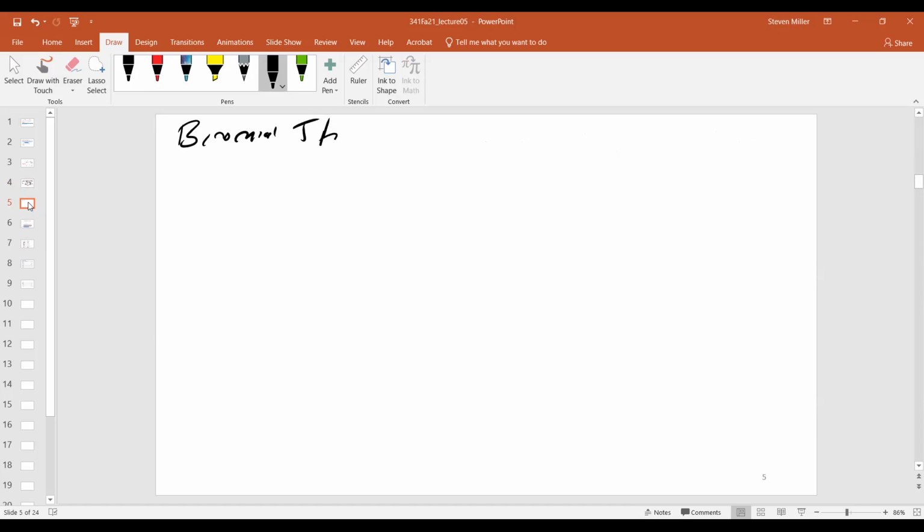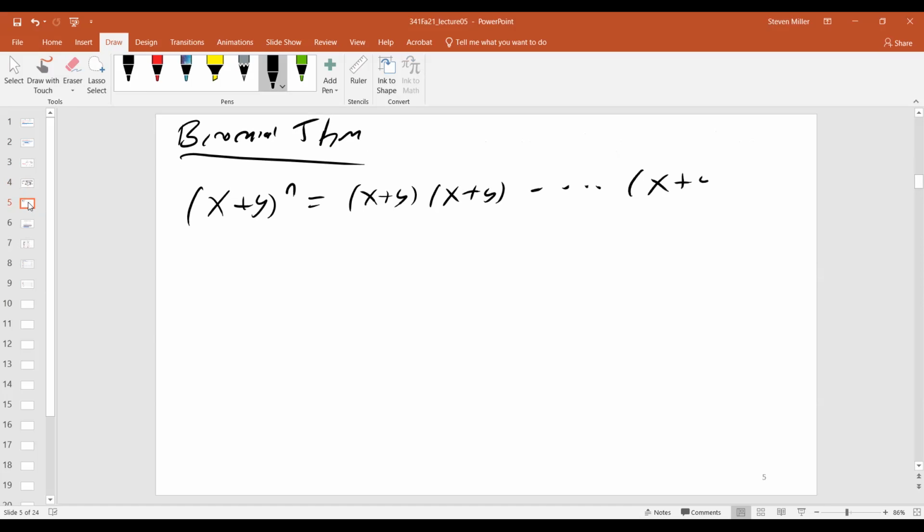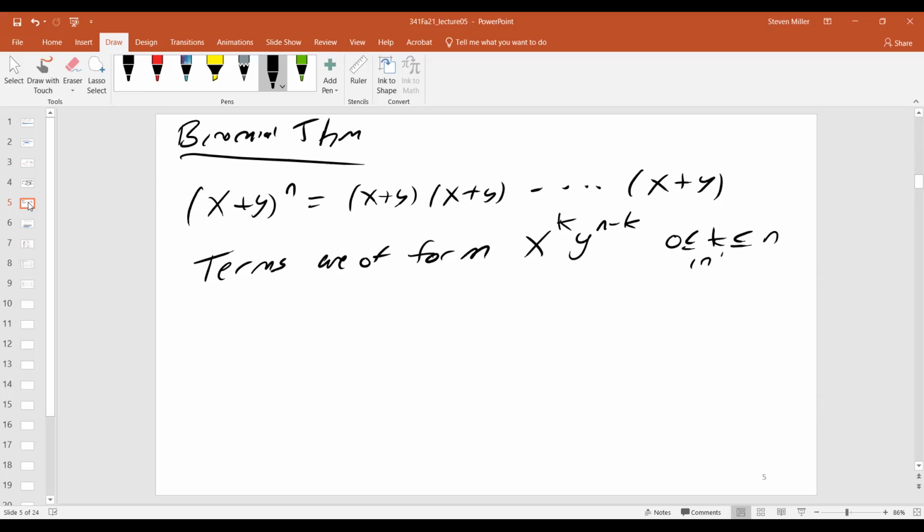Here's another way. So let's say we have x plus y to the n. So that's x plus y times x plus y all the way down to x plus y. I claim the terms are of the form x to the k, y to the n minus k, where 0 is less than or equal to k is less than or equal to n, and k is an integer.